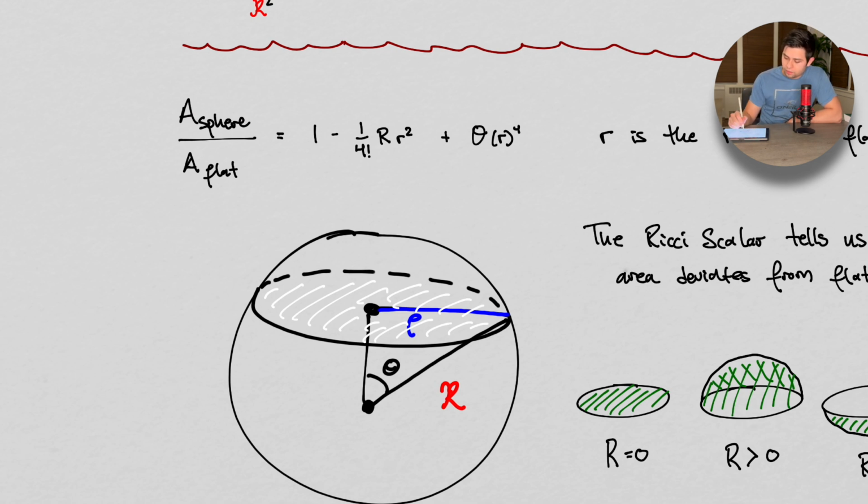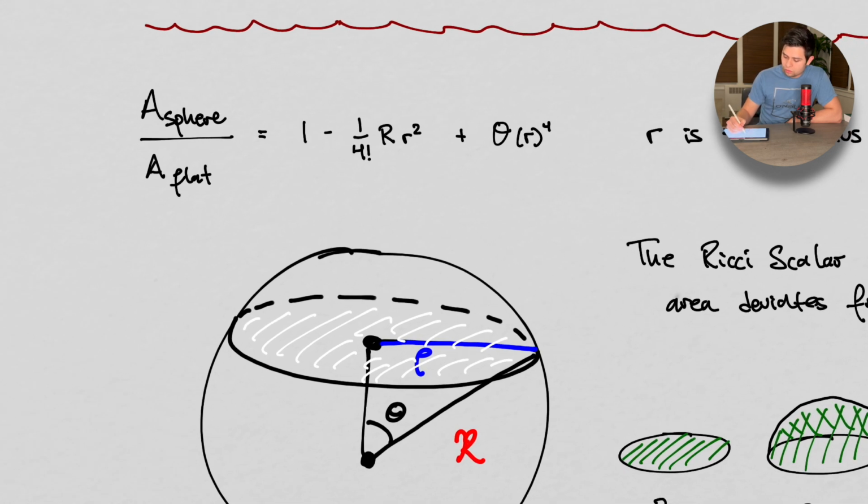So if this is 1, if this somehow is really small, right? If this is small, this is going to be small. That means the area of the sphere to area flat, well, that's just going to be 1. So then that means that there's going to be no difference between the area of that region compared to the area if it was just a flat circle, right? So the Ricci scalar tells us something about that.